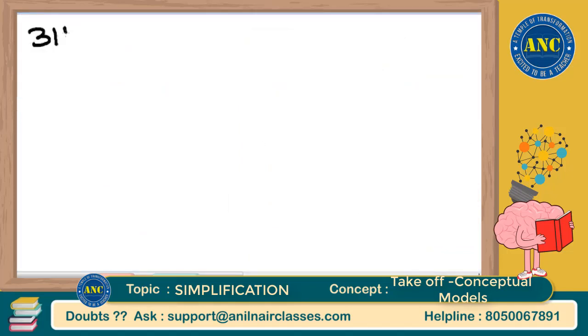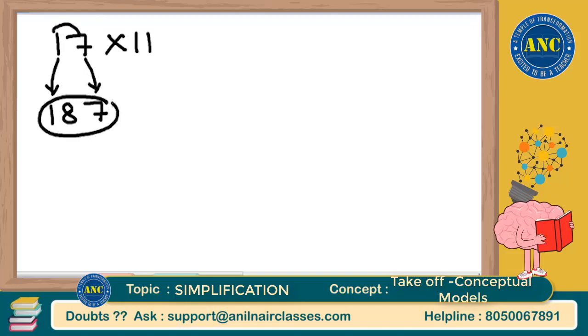See this question, sir. Beautiful question again. 311 into 17. Okay, before this question, yesterday I taught you a technique to multiply any number by 11. Suppose for example I have 17 into 11. Very easily you can say it as: write down the first digit, write down the last digit, and the middle digit is 1 plus 7, 8. It is 187. I taught you all these things yesterday.